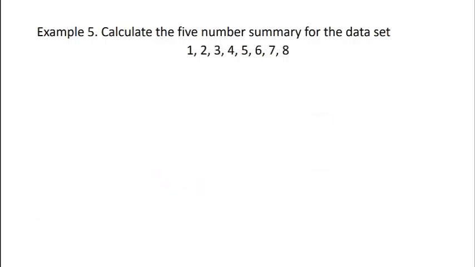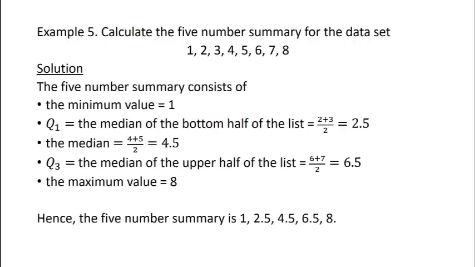Here's another example for you to try. I encourage you to pause the video and calculate the 5-number summary for the data set 1, 2, 3, 4, 5, 6, 7, 8. So the minimum value is 1. The median would be 4.5. The maximum would be 8. Q1, the median of the bottom half of the list, would be 2.5. And Q3, the median of the upper half of the list, would be 6.5.